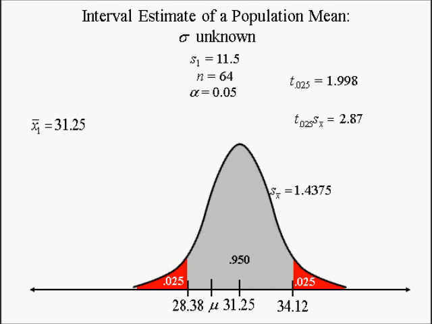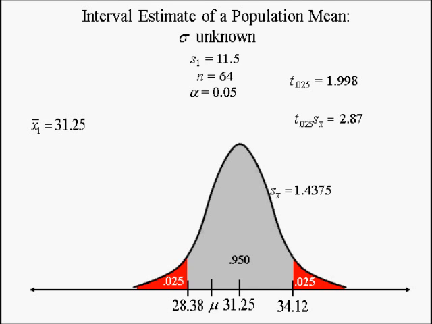The distribution has a standard deviation equal to the estimated standard error of 1.4375 and a mean of 31.25. The confidence level is 0.950. Again, students oftentimes believe this means the probability of population mean mu being between 28.38 and 34.12 is equal to 0.95. Again, this is incorrect because the population mean is either in this interval or it is not. Thus, the probability that your population mean is between 28.38 and 34.12 is either equal to 1 or 0, which only your deity knows. In this scenario, the population mean is in the interval, so the probability that the population mean is in the interval equals 1.